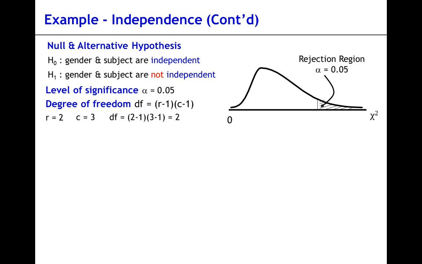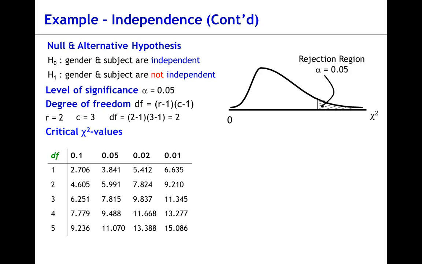Next, to get the critical chi-square value, we use the chi-square table. Look for the degree of freedom of 2 and the right tail probability alpha of 0.05. Pick up the corresponding value of 5.991, and that becomes the critical chi-square value, which separates the rejection and the non-rejection region.